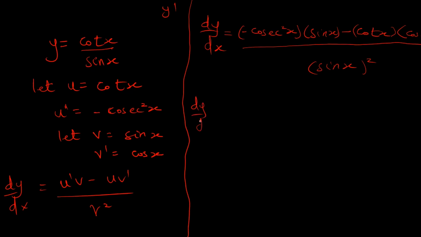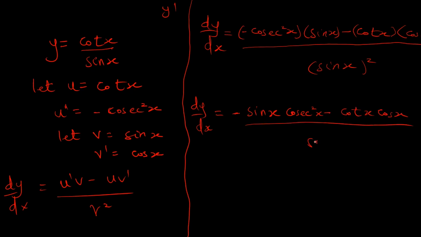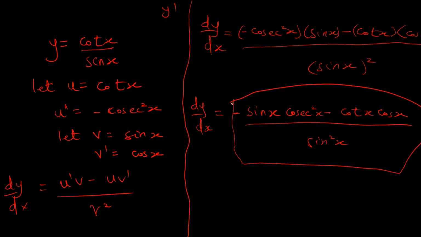So our dy over dx is going to be negative sine x cosec squared x minus cot x cos x all over sine squared x. Yeah. So that is our final answer. Someone will choose to simplify further. That's at your own cost. As far as we are concerned, we leave this as our dy over dx.